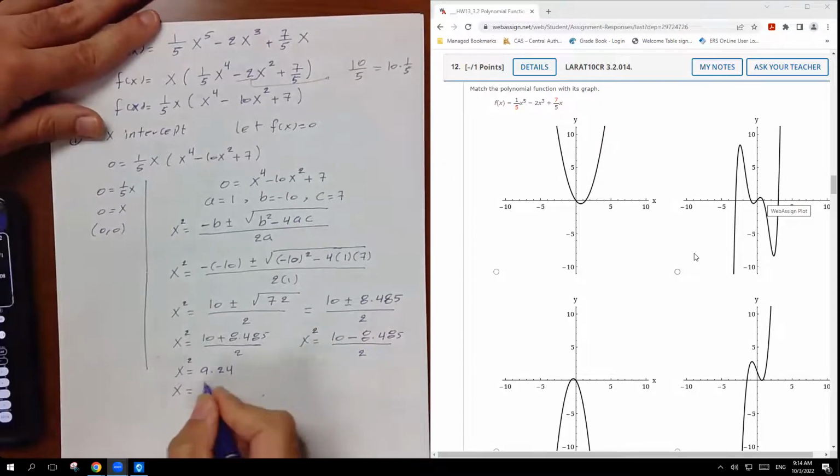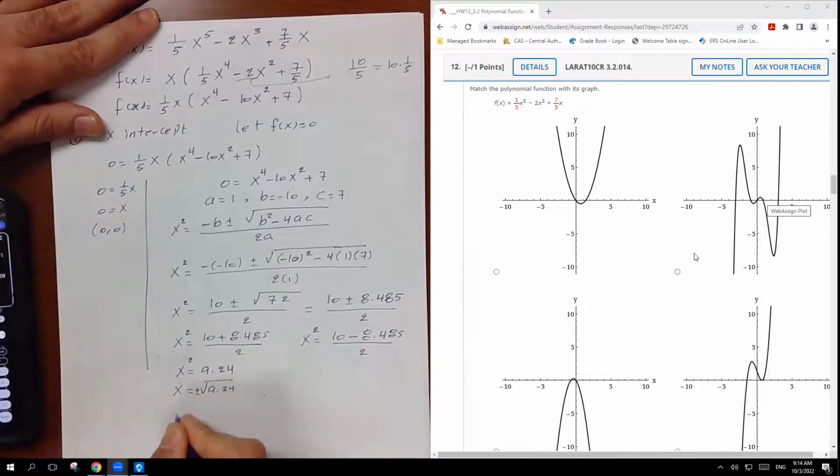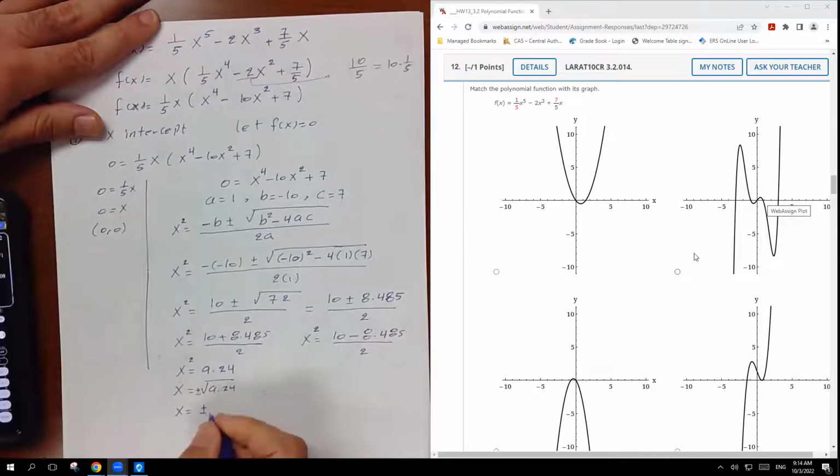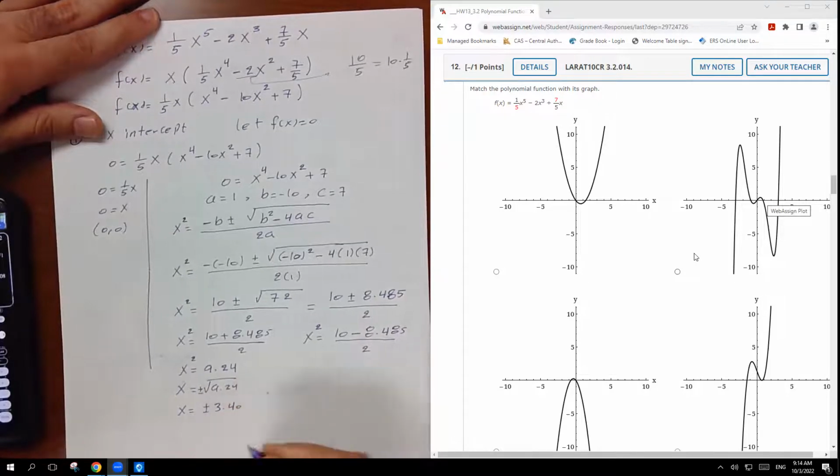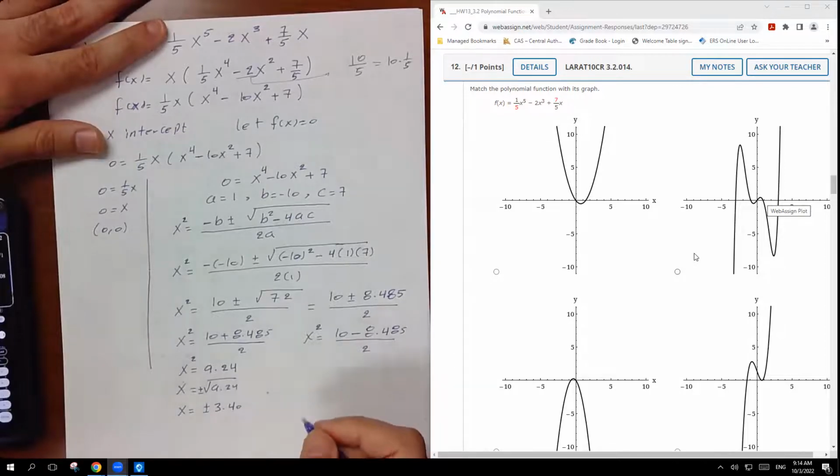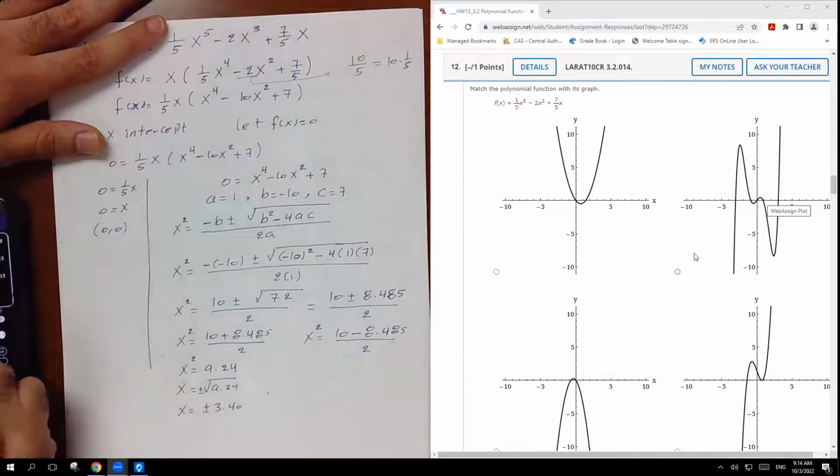So taking the square root of this number, x is going to be plus or minus the square root of 9.24, which is plus or minus 3.04. That means almost 3. From the second part, it's going to be 10 minus 8.485, and this number is going to be 1.5, and also divided by 2, this one divided by 2, 0.75.